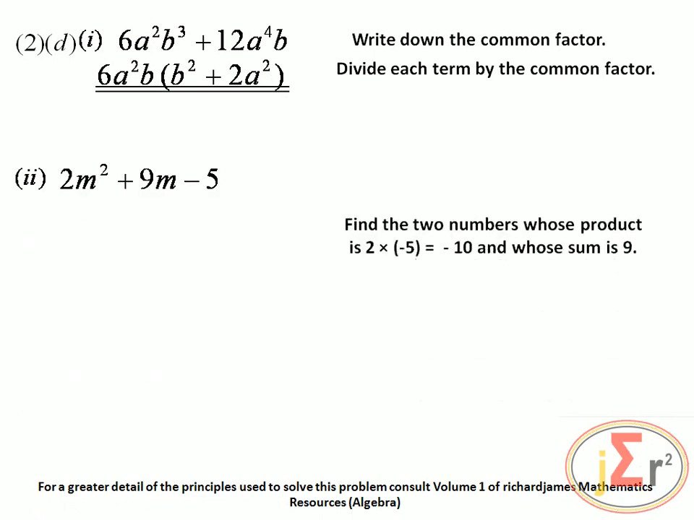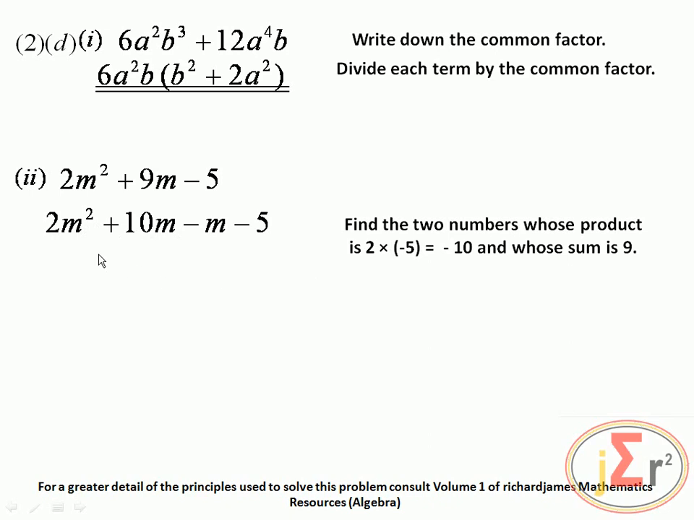Here we have our favorite trinomial. We will find the two numbers whose product is 2 times negative 5, which is of course negative 10, and whose sum is positive 9. Those two numbers are a positive 10 and a negative 1, and those numbers will be the coefficients of the two middle terms. So we have 2m squared plus 10m minus 1m, or just minus m, minus 5.